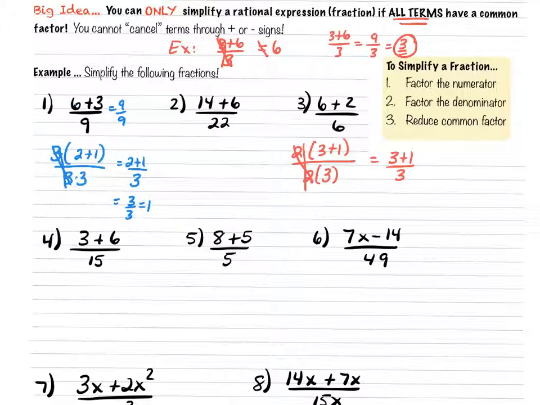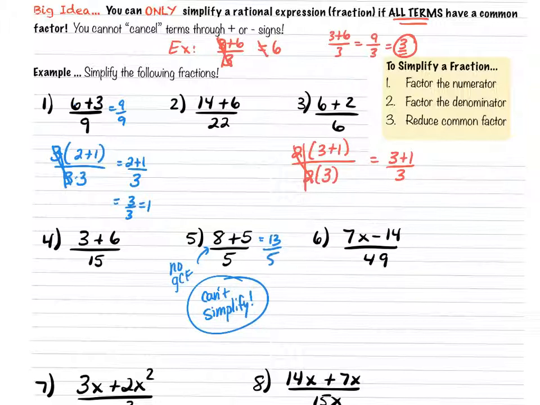So it's nice to start with numbers just so we get the feeling. I want to move on and do number 5 and number 6. When I look at number 5, there is no GCF on top, which means I can't simplify this. The only thing I would be able to do is add the numerators and divide by the denominator.